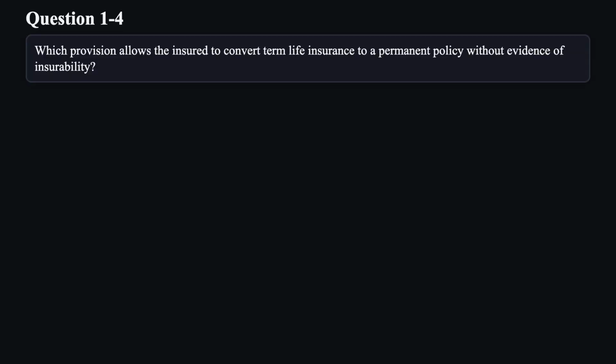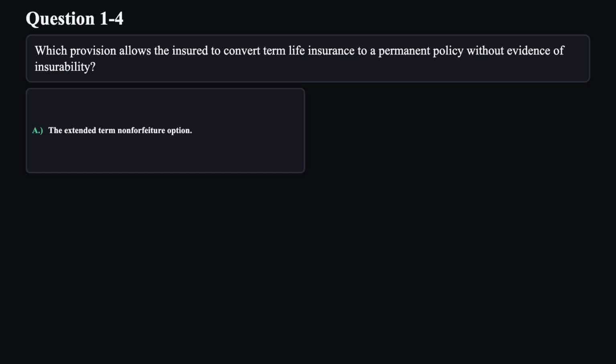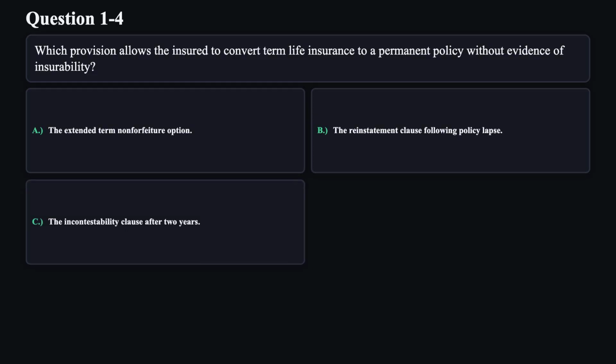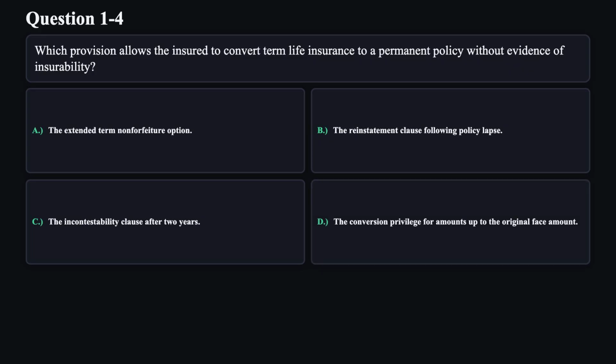Question 4. Which provision allows the insured to convert term life insurance to a permanent policy without evidence of insurability? A. The extended term non-forfeiture option. B. The reinstatement clause following policy lapse. C. The incontestability clause after 2 years. D. The conversion privilege for amounts up to the original face amount.